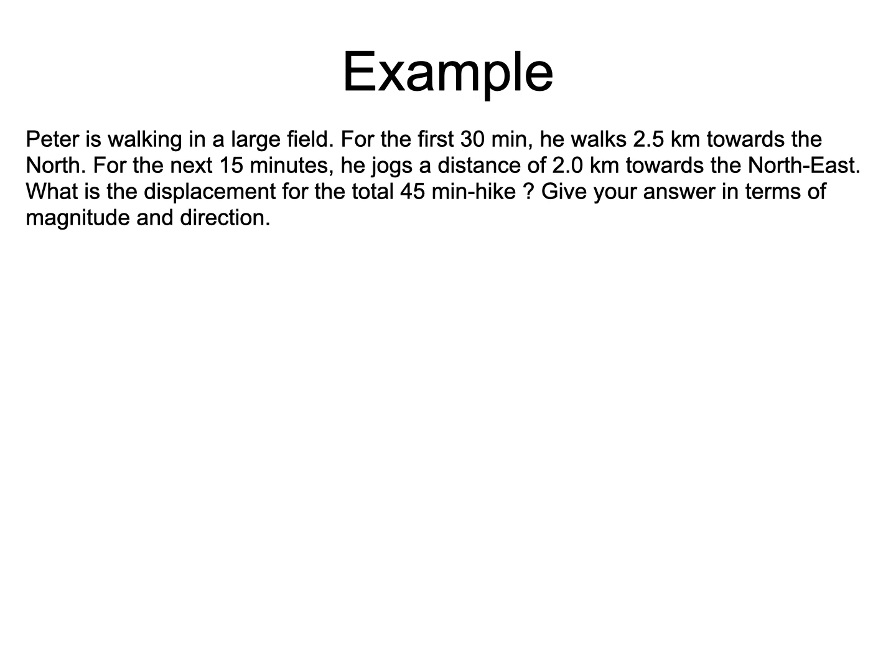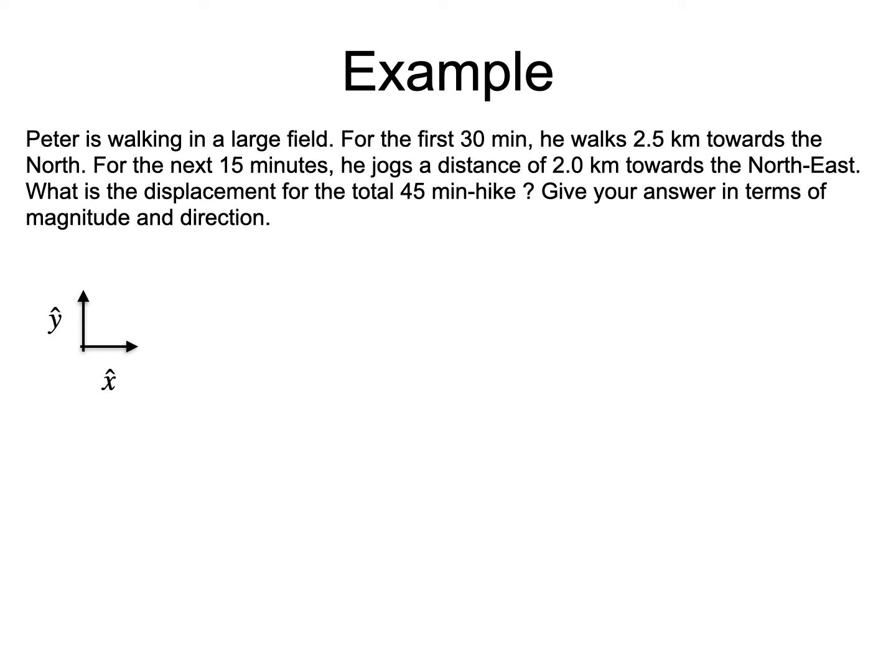It is now time for a numerical problem illustrating how to evaluate the total displacement. Peter is having a walk in 2 segments. First, a 2.5 kilometer walk towards the north, followed by a 2 kilometer jog towards the northeast. We want to evaluate the total displacement for the whole trip.